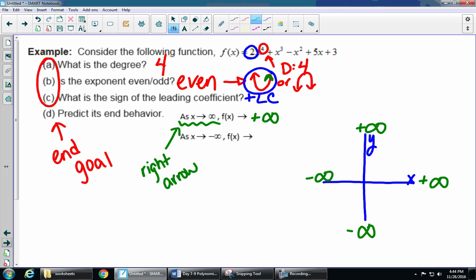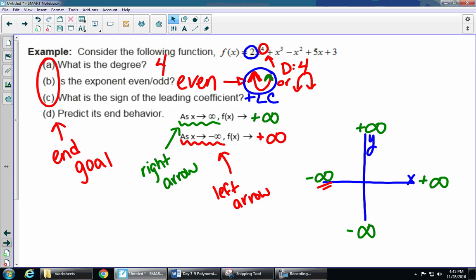And then what I have down here is as x goes to negative infinity. So x going to negative infinity is on the left. So this is my left arrow. Now I want to see where my left arrow is pointing. My left arrow is also pointing up towards positive infinity again. So let's take a look at one example where these questions aren't scaffolded for you.